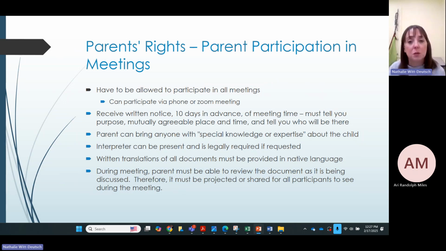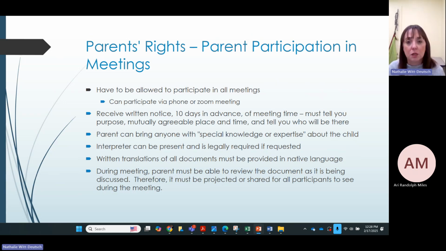An interpreter can be present and it is legally required if it is requested. Again, if English is not your true spoken language and it's not your understandable language, then you should probably have an interpreter present who can help you to understand what is being discussed at the meeting so that you can provide consent more strongly because you understand. Written translations of all documents must be provided in the native language. And during the meeting, parents must be able to review the document as it is being discussed.